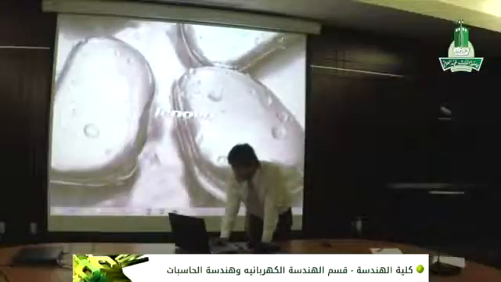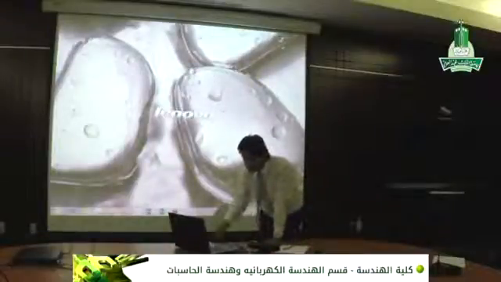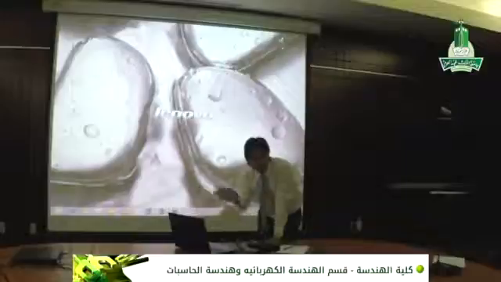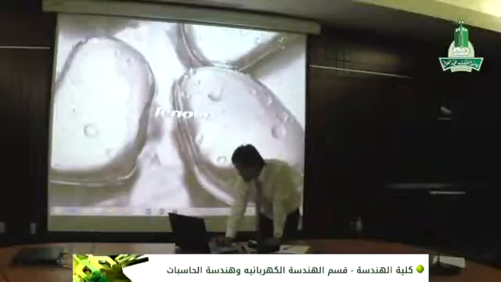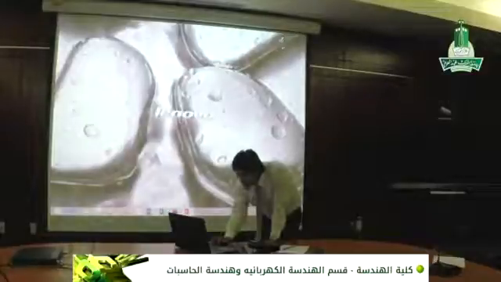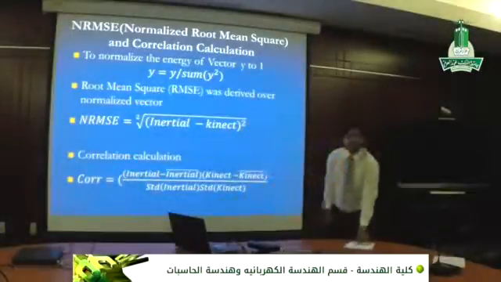Root mean square error. Yes, please. Disconnect the camera? No, it's nothing related to that. I was using an application, so it doesn't allow other PowerPoints to work. And going from there to that slide will be very difficult.